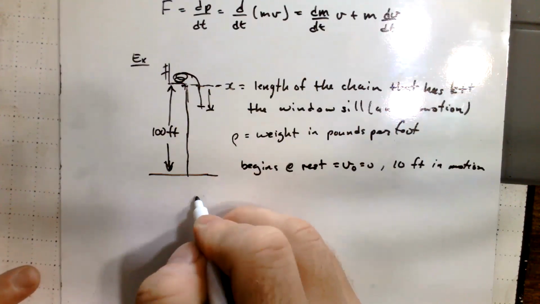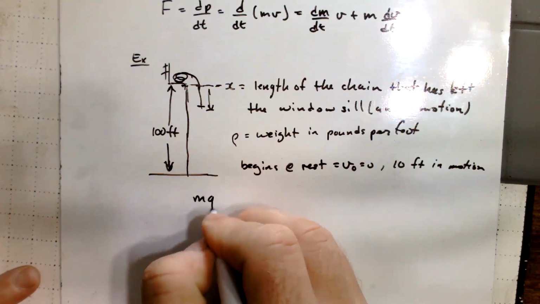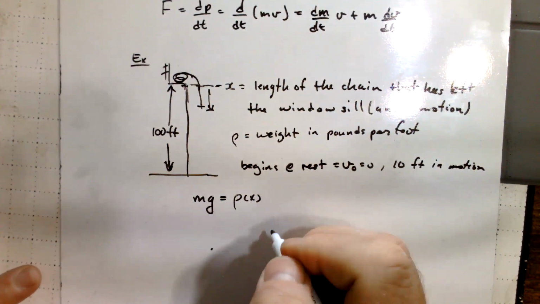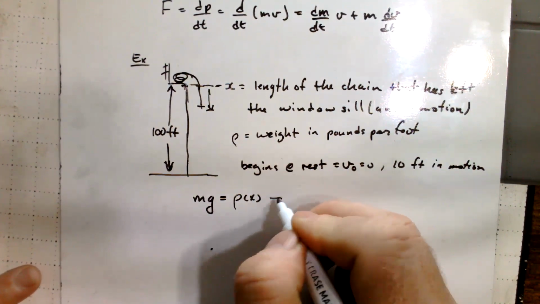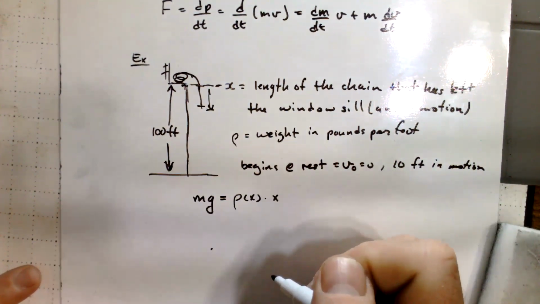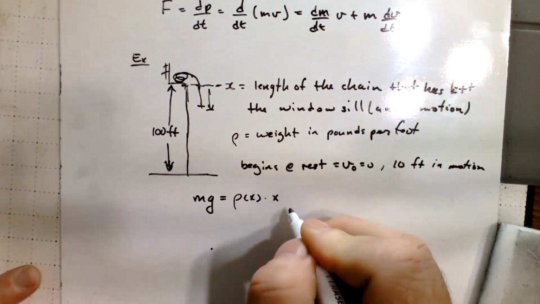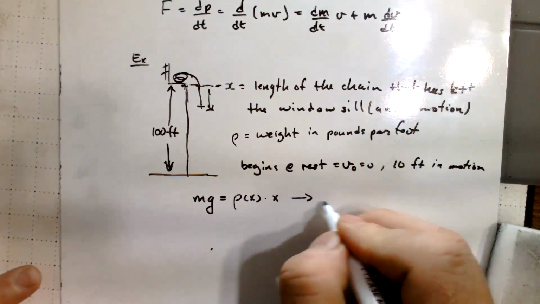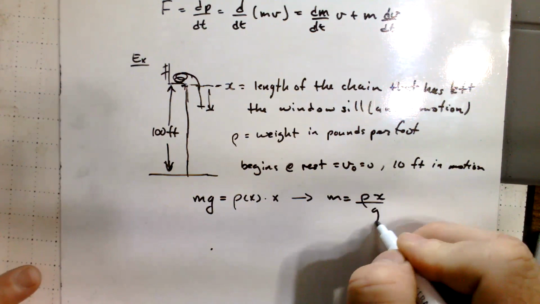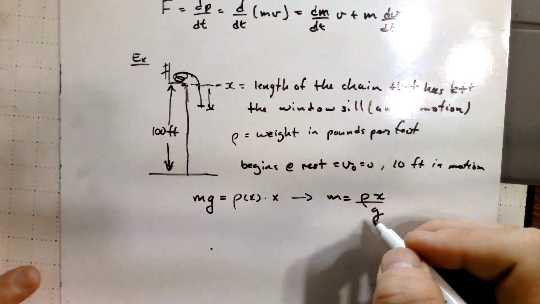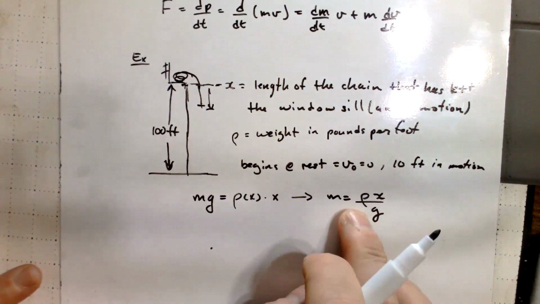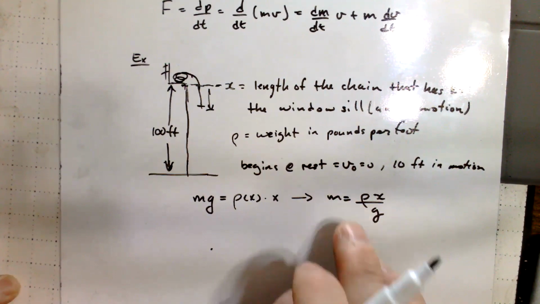All right, so what do we have going on initially? We have mg is equal to rho x. Those are the forces initially acting on it. That's true, it's rho x. I forgot it's a multiplication by x, so it's rho per foot times how many feet gives you that. So that tells me then that m is equal to rho x over g. Remember, rho is a function of x as well. That's really helpful because now that we have m as an expression of mass, we can figure out how mass is changing with respect to time.